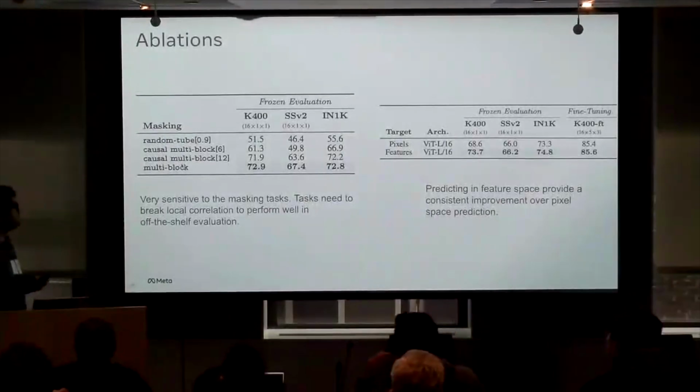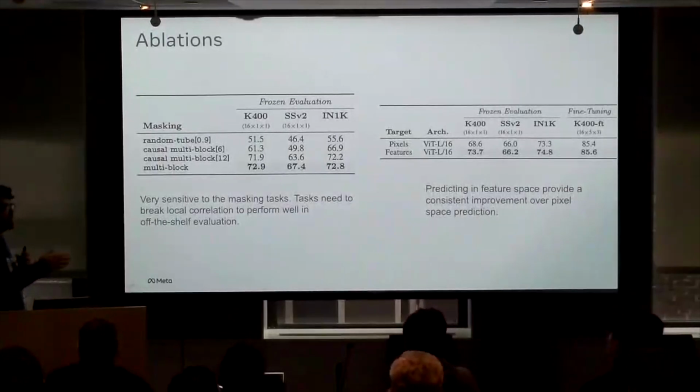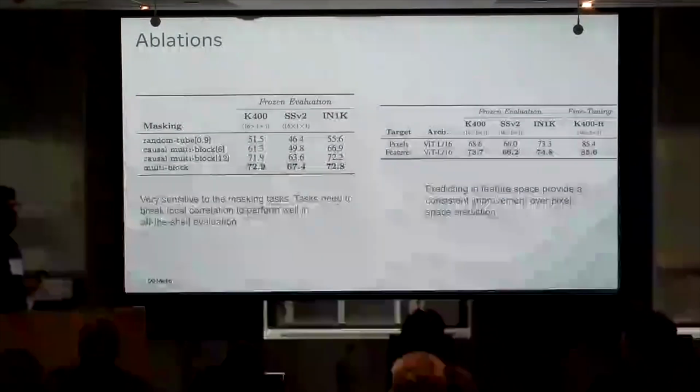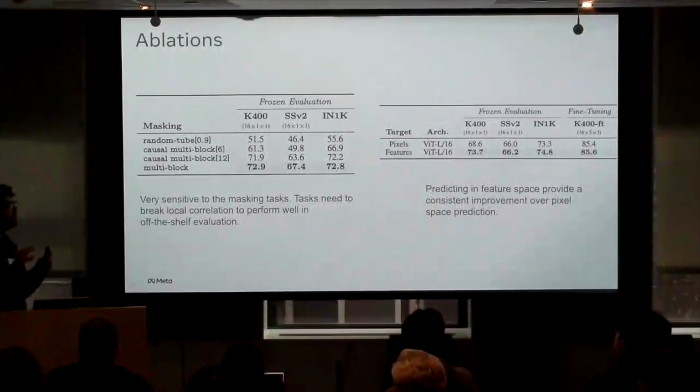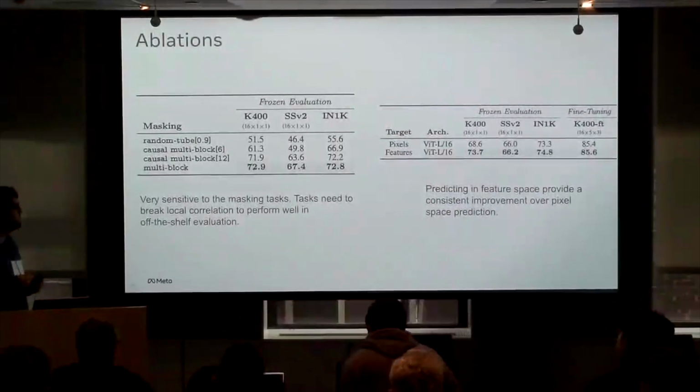that what you need to make this type of approach work is to break the spatial and temporal correlation. In a video, you have a lot of temporal correlation. So if you don't do tube masking, but just mask some pixels within the video, it's not going to be a hard enough prediction task. Same thing spatially. If you don't mask neighboring patches, it's going to be too easy a task, and so you're not going to learn interesting representations.